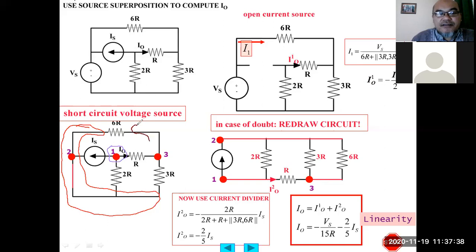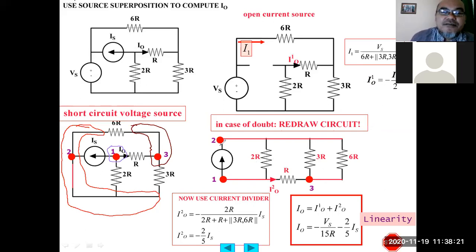This one is connecting the 6R resistor, the R resistor and the 3R resistor. As long as the new drawing has these three nodes, it will be correct. For example, we first draw the current source at the leftmost part of the circuit. The upper part of the current source, which is node 2, should be connected to 6R, and also to the resistor 2R. The other part is connected to the 3R, drawn here.